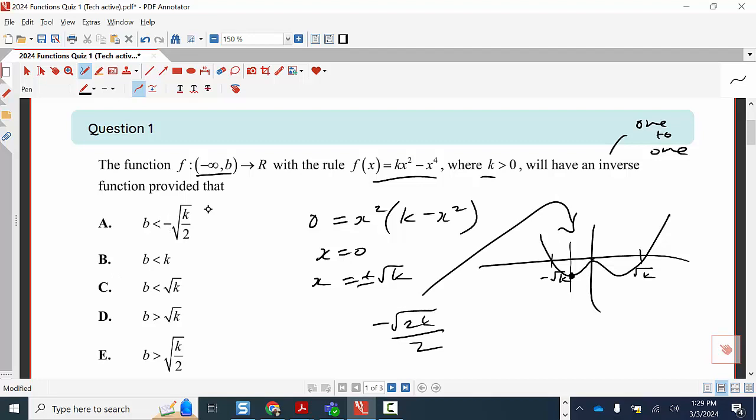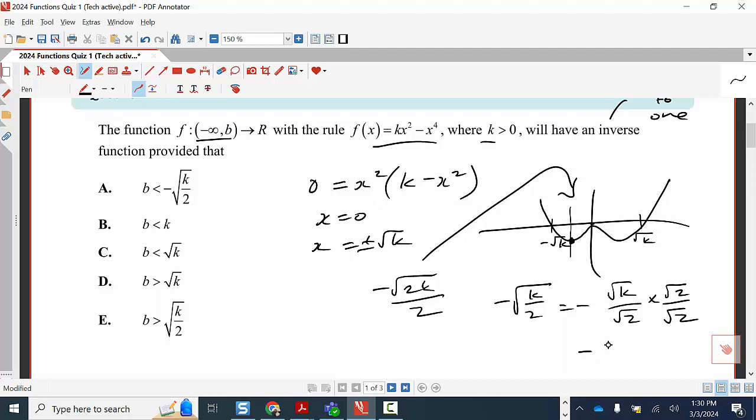So we can see that I think it's this one here, provided that b is less than root k on 2. Now we'll just quickly test that. Negative root k over root 2 times root 2 on root 2 means that we've got negative root 2k over 2. All right, so that's correct. So it's going to be response A. Anything larger than that, or it could be smaller than that. No, it didn't give it as an option. Yeah, so it has to be that one there.